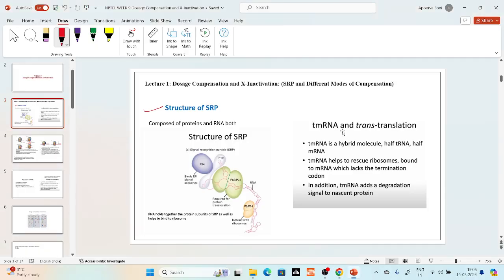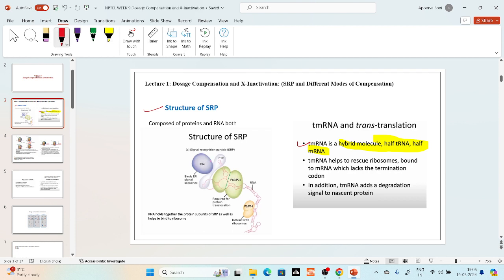Fine. So tmRNA, as the name suggests, is a hybrid molecule which is half tRNA and half mRNA. So what is the function of this tmRNA? tmRNA helps to rescue ribosomes bound to mRNA which lack the termination codon.